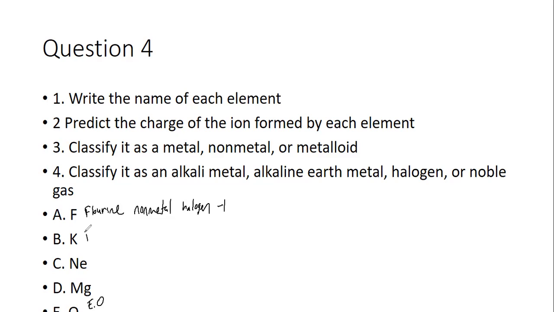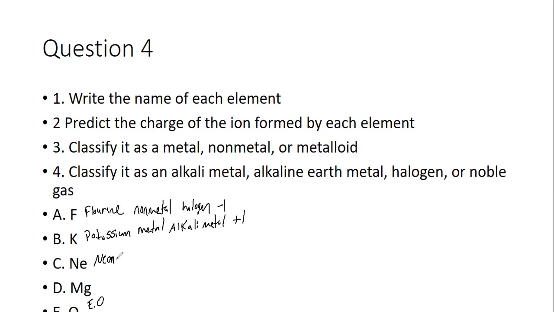Next one, special K is potassium, the thing you find in bananas. Potassium is a metal. So when you eat bananas, you are eating metal. Well, a very, very, very small amount of metal. Potassium is an alkali metal. It's right there in the first column. And alkali metals have a +1 charge.